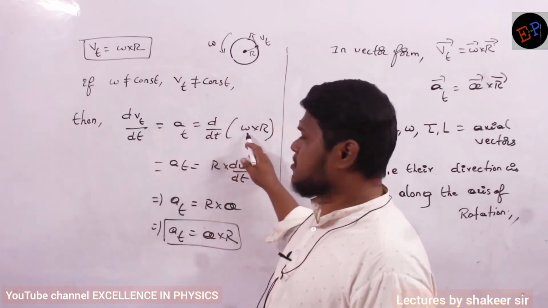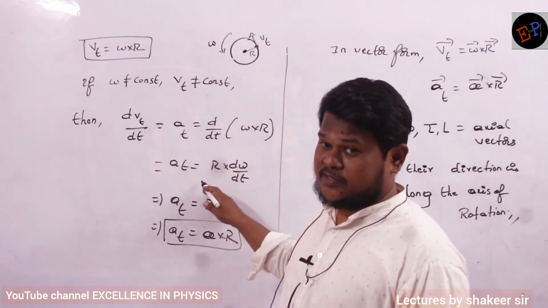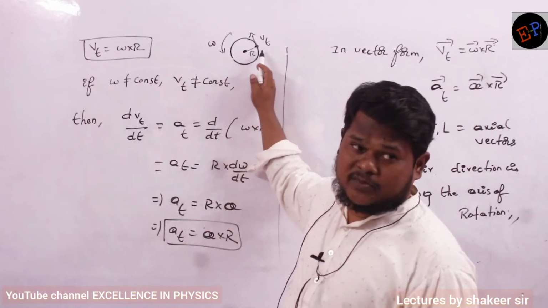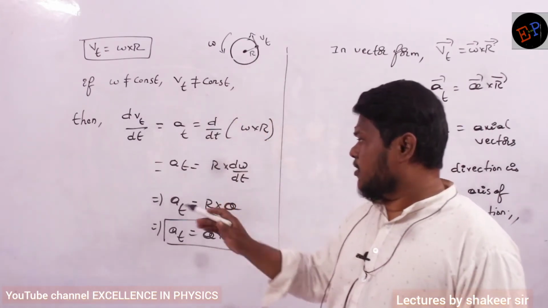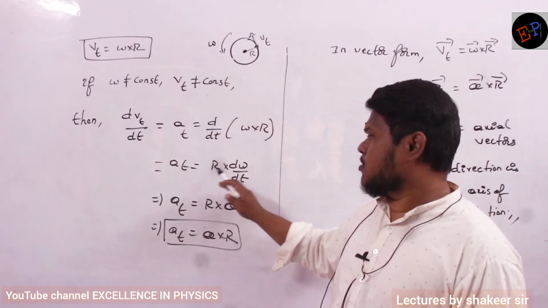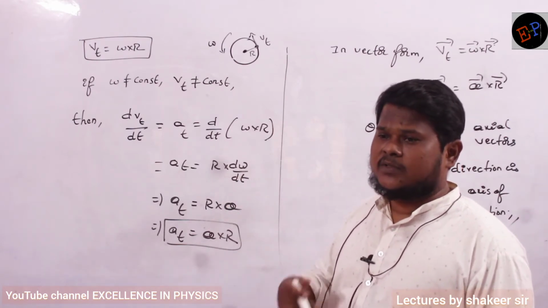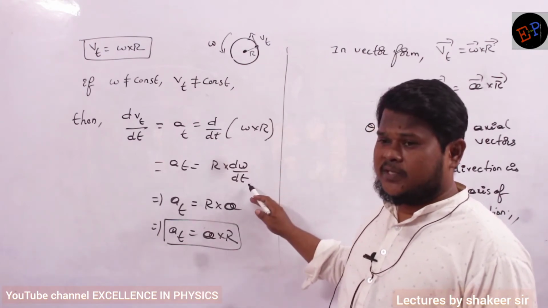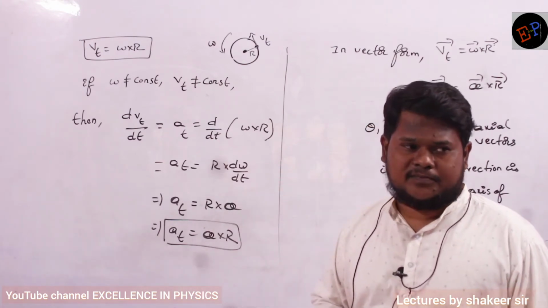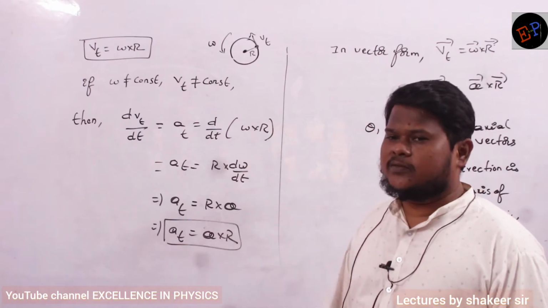Similarly, omega also is not a constant, but radius is a constant. The body is present at the same distance, so r is a constant. So you take r out of the differentiation. So r into d omega divided by dt. Change in velocity by time? Acceleration. Change in angular velocity by time? Angular acceleration, alpha. So A tangential is equal to r into alpha.